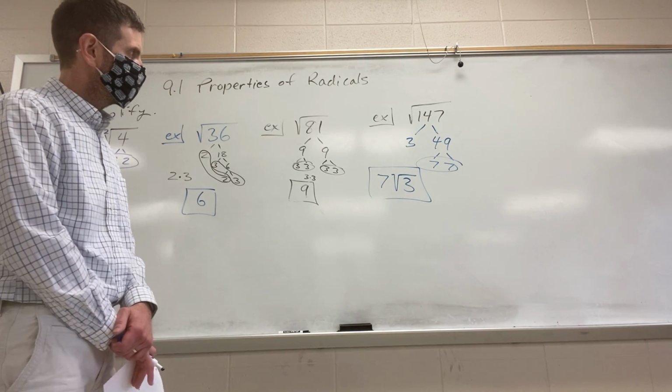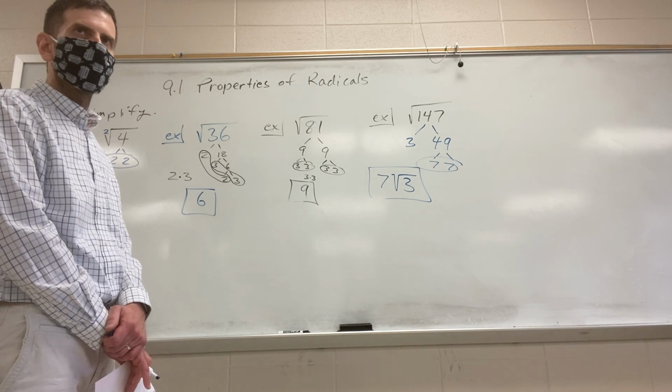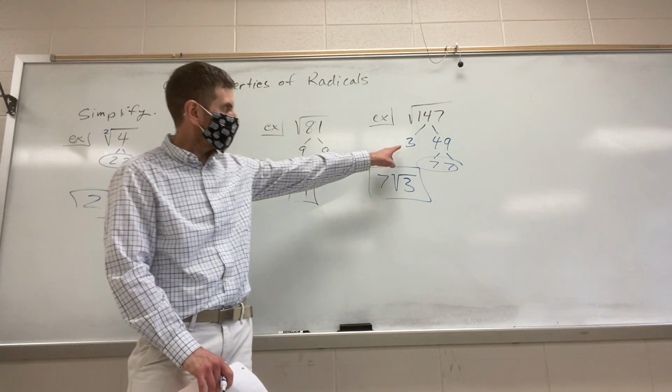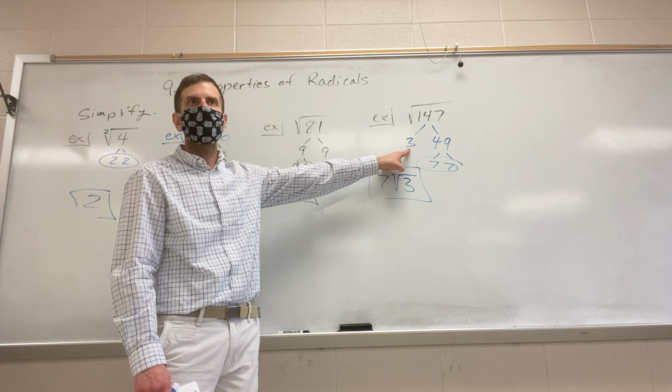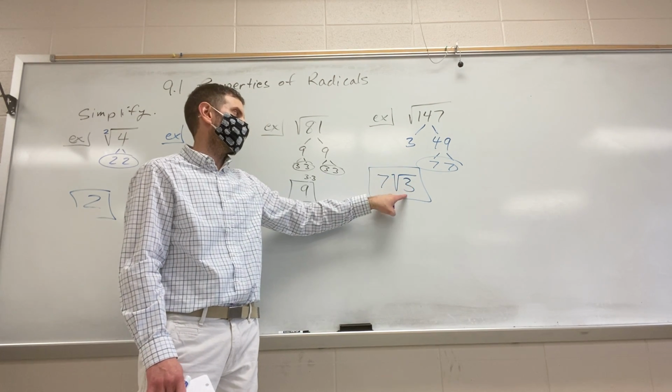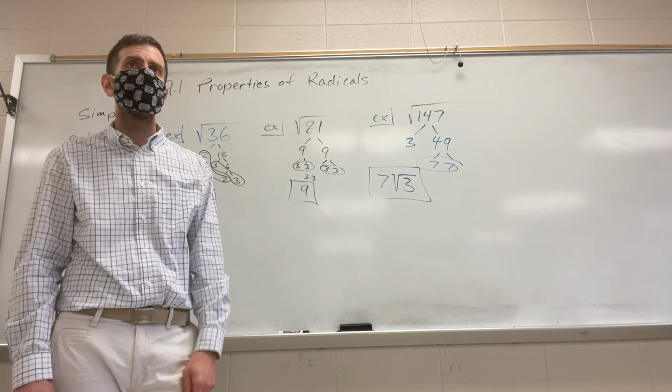So do you just leave it like that, like square root of 3? That's the answer: 7 square root 3. Well, because 3 wasn't a perfect square, we weren't able to simplify it. Okay, so it stays. It stays. But how does that equal square root of 147?